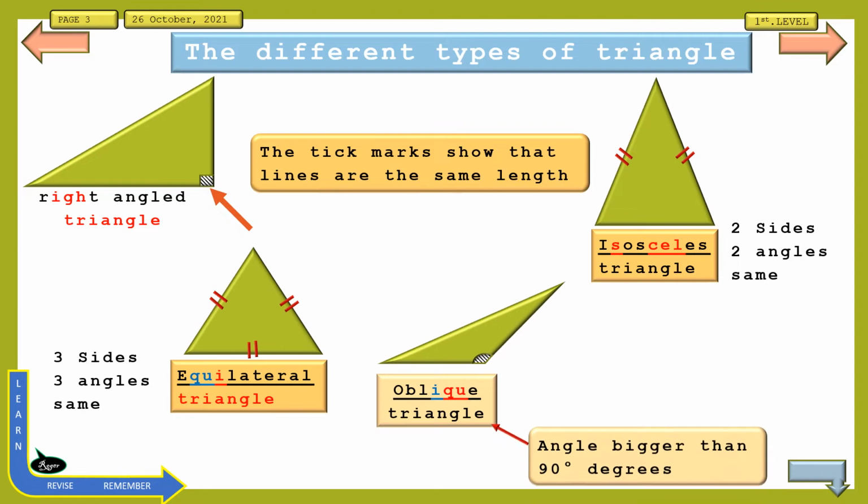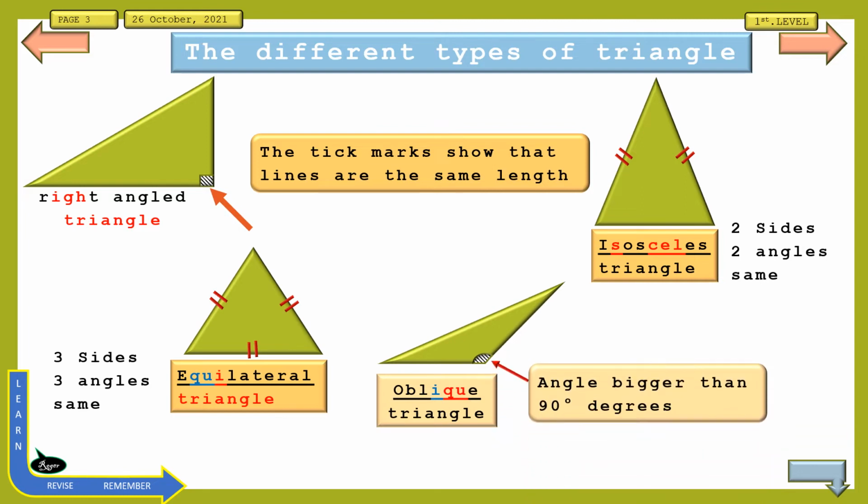Lastly is the oblique triangle. If there is an angle greater than 90 degrees in the triangle, then it is called oblique. Again, the length of the sides will determine the length of the hypotenuse.